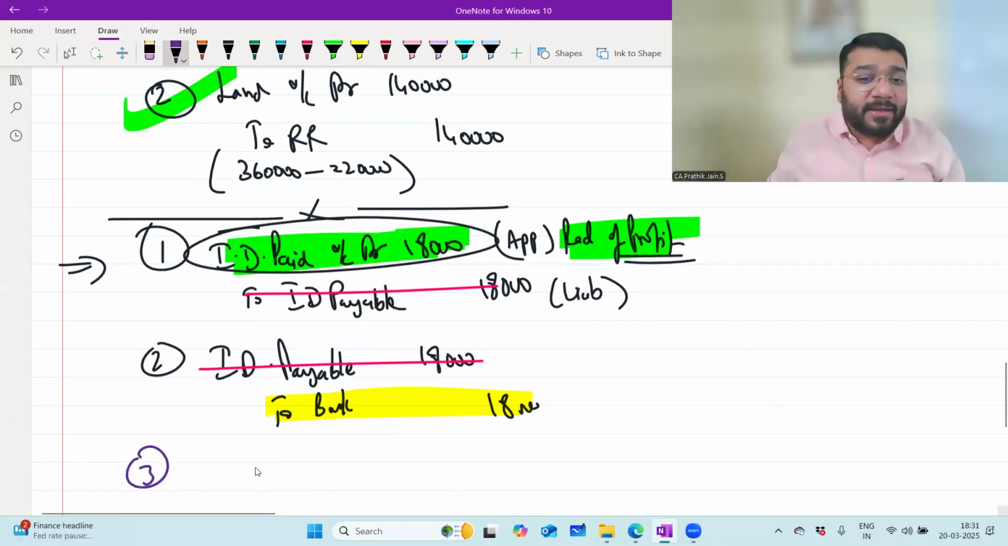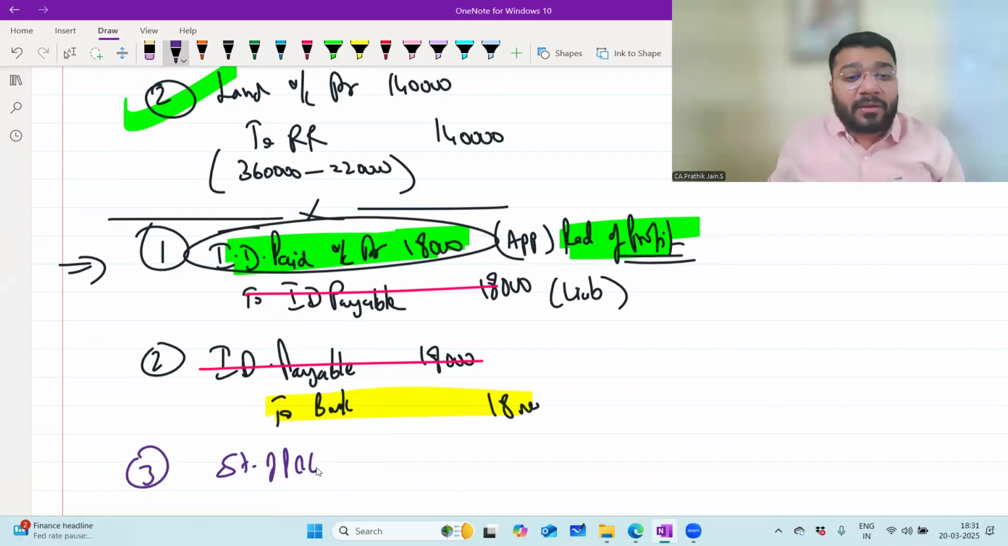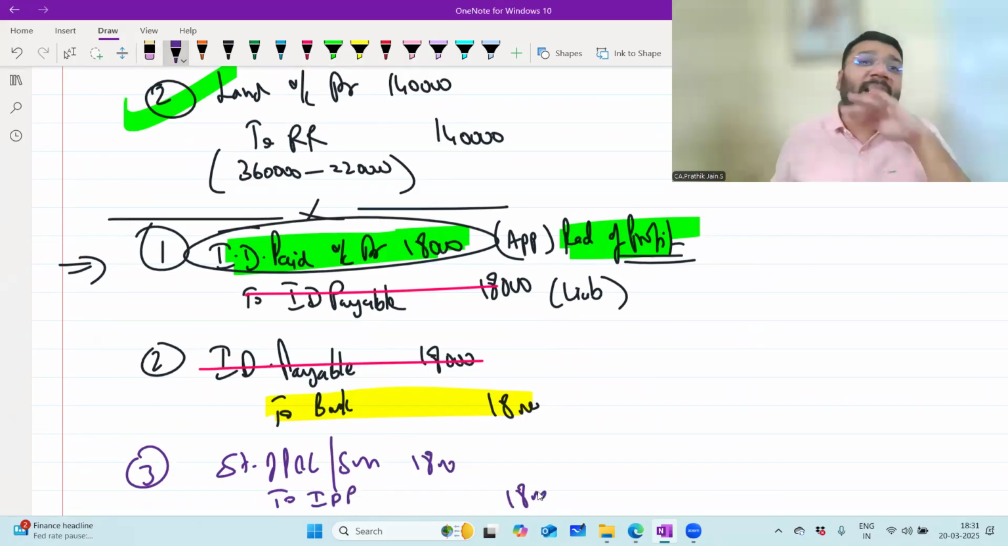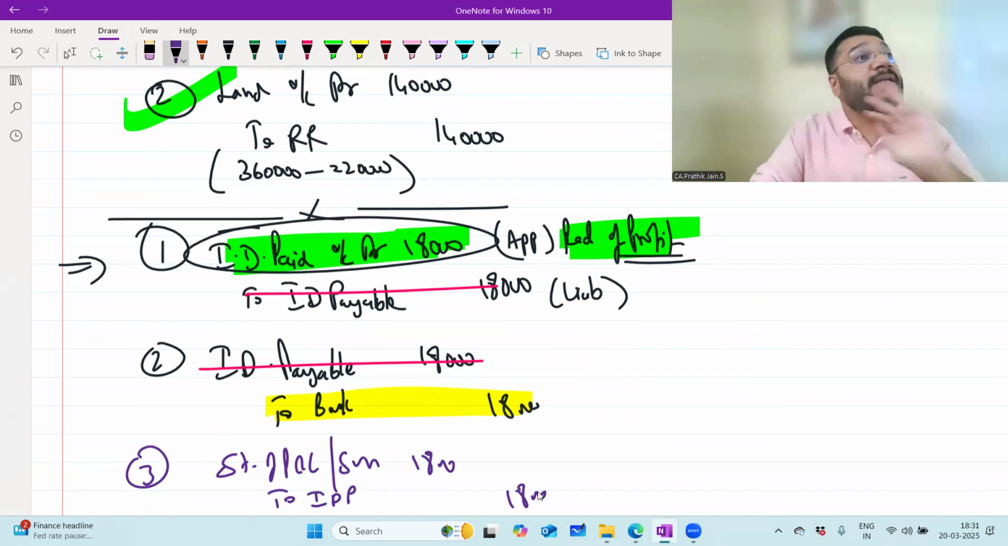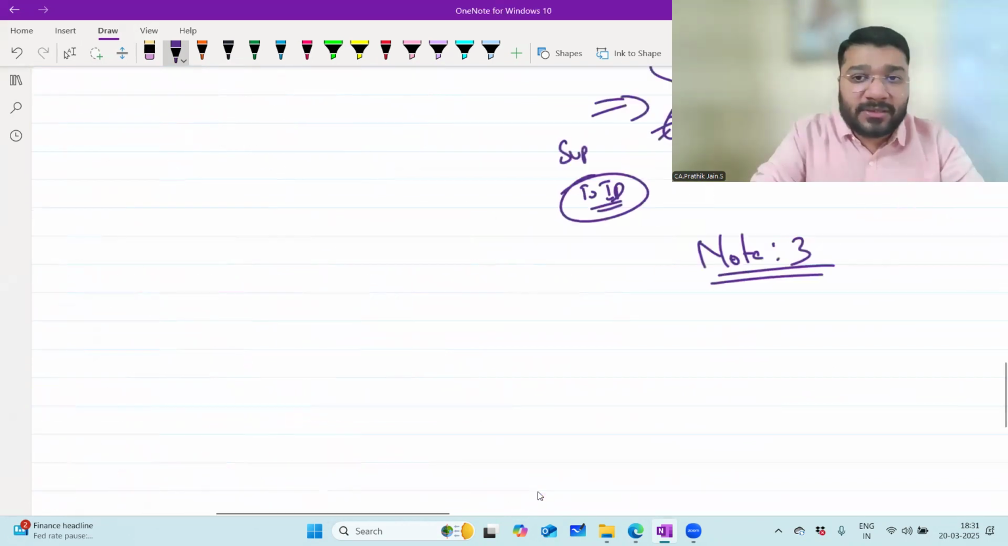So what is my third entry? Statement of P&L or surplus account debit. Surplus is a separate ledger. So surplus account debit to interim dividend paid 18,000. So technically this is getting adjusted from the surplus. The ledger is closed. There is no carry forward of the balances.